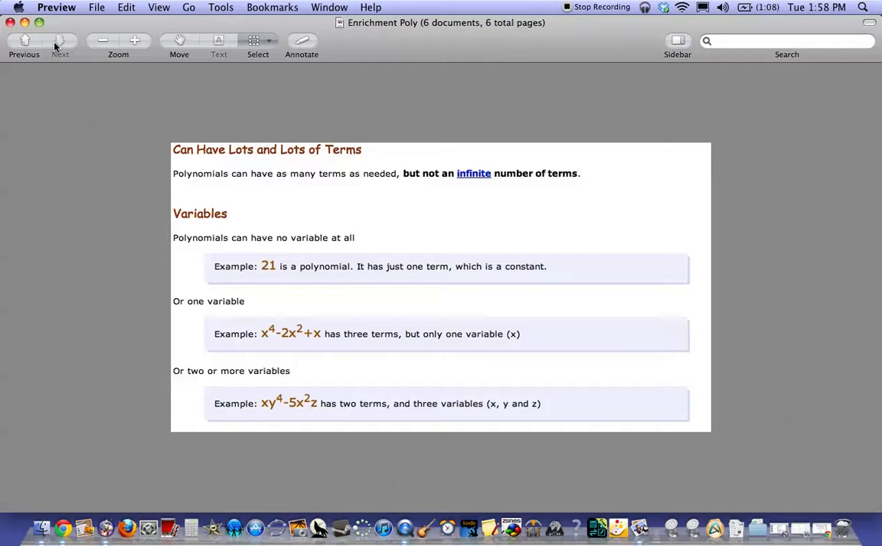You can just have one variable throughout the whole thing. So in the example here, you have x to the 4th, 2x squared, and you have x. So you can have the same variable repeating throughout the whole thing. Or you can have two or more variables. You can have xy to the 4th minus 5x squared z. So this has actually 3 different variables in it, and that's okay as well.